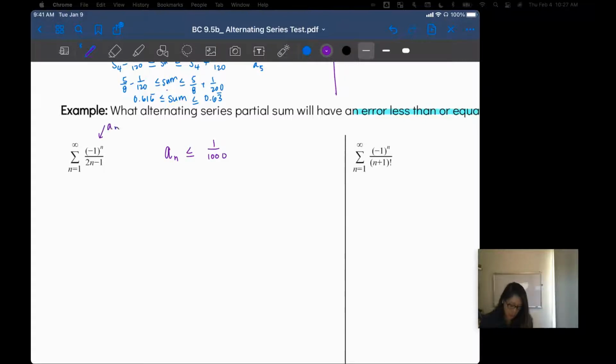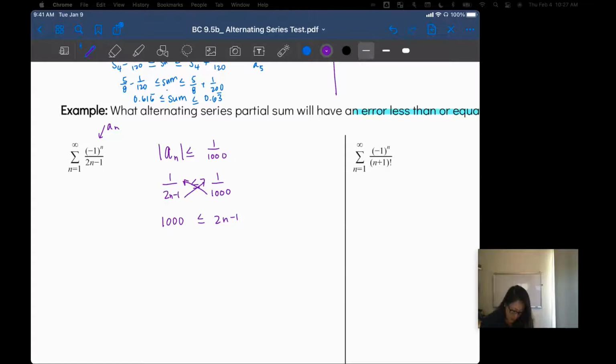Well, we already know how to find the term. So I'm going to say that the absolute value of a sub n, 1 over 2n minus 1, has to be less than or equal to 1 over 1000. And this one's easy to solve, so I am just going to cross multiply. So 1,000 is less than or equal to 2n minus 1.